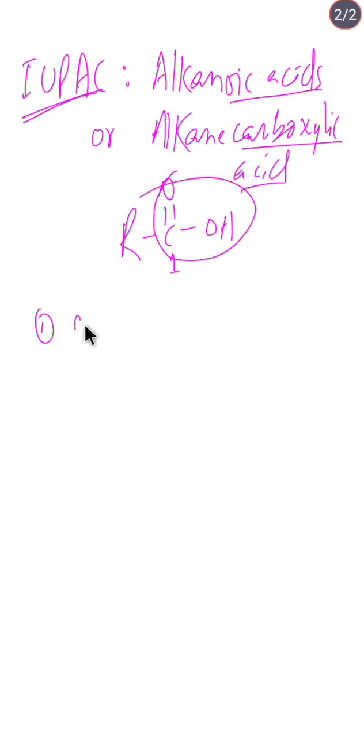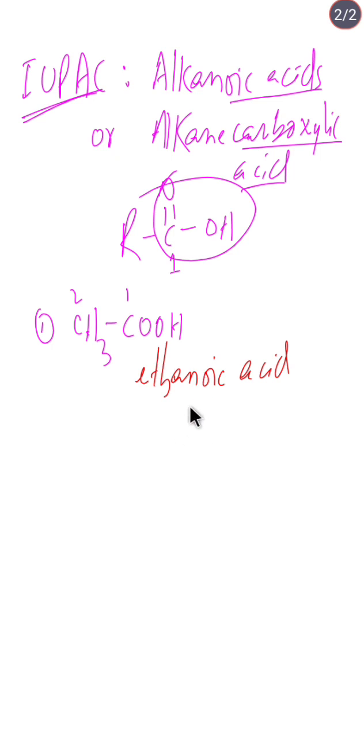The first one is CH3COOH. Now in the carbon chain we have two carbon atoms, so we name this alkane as ethane. After removing E, I am going to add oic acid, so this carboxylic acid is called ethanoic acid.